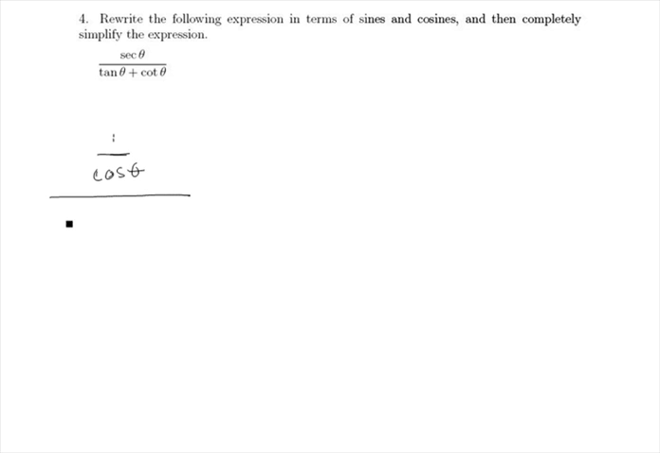Tangent of theta is sine theta divided by cosine theta. And cotangent is the reciprocal of tangent, so cosine theta divided by sine theta. And now we need to simplify this expression. The first thing I would start with is the fraction in the denominator. We're adding two fractions together. In order to do that, we need to find a common denominator.